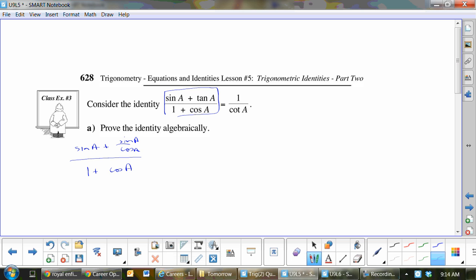This is a pretty high level one. Okay. Now, remember, I'd like to get these two together. So the best thing I can do is multiply this by cos over cos, right? So these two can add. So then I would have cos A sine A plus sine A, all over cos A. That's all over 1 plus cos A.